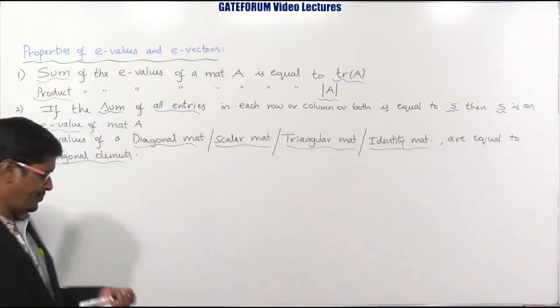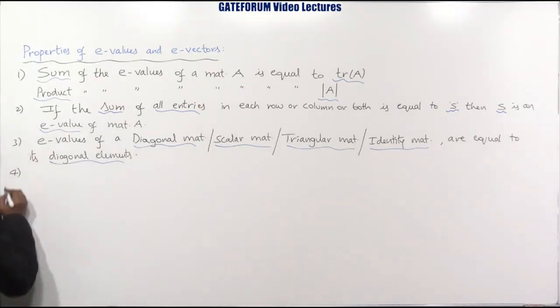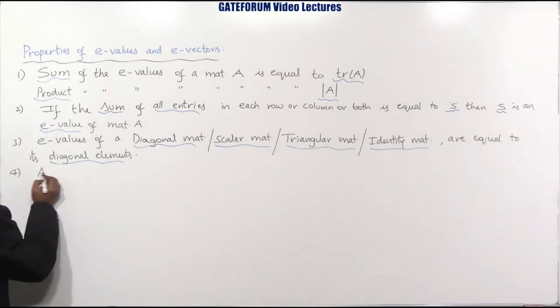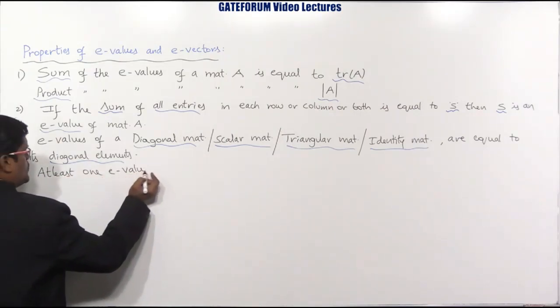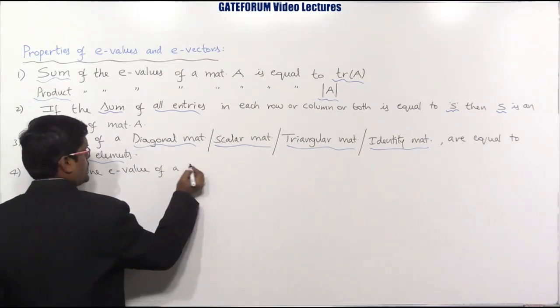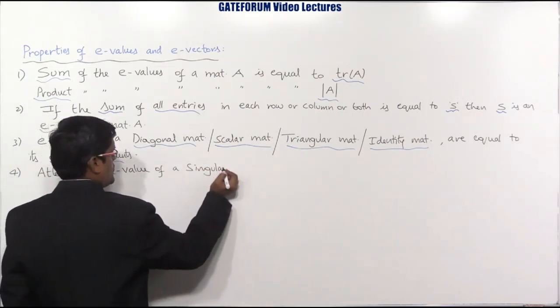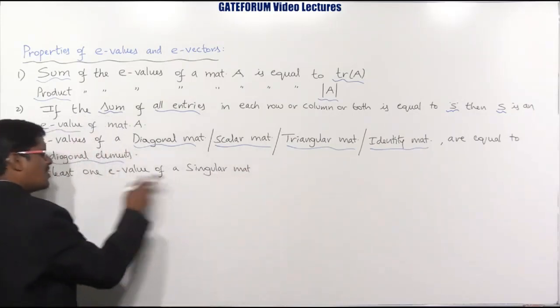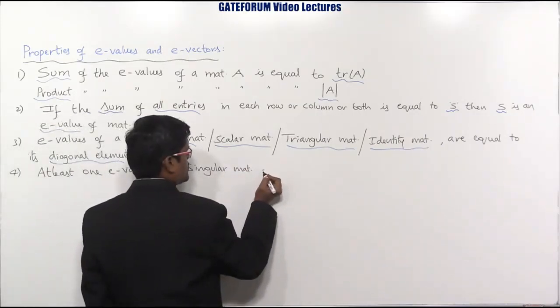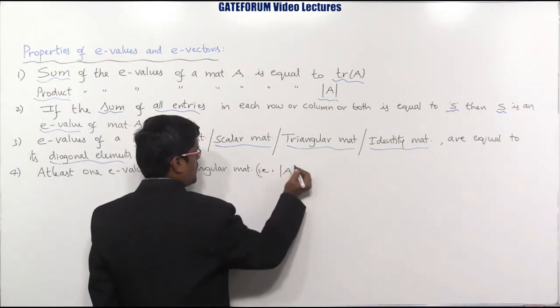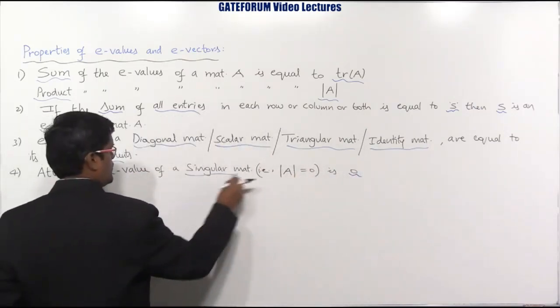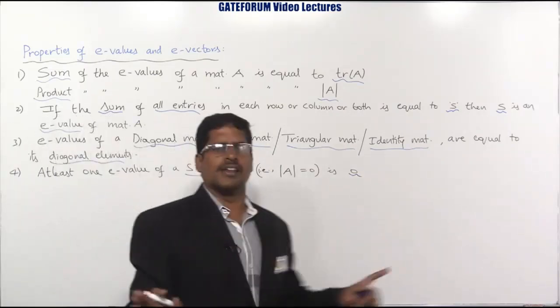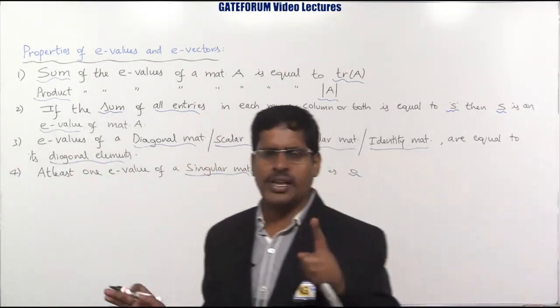The fourth property: at least one eigenvalue of A is 0 if A is a singular matrix. This is one time in GATE asked as a direct statement. What is a singular matrix? That is determinant A equal to 0. So whatever the matrix, if it is singular, that means det A is 0, definitely one of the eigenvalues, minimum one eigenvalue, is 0.